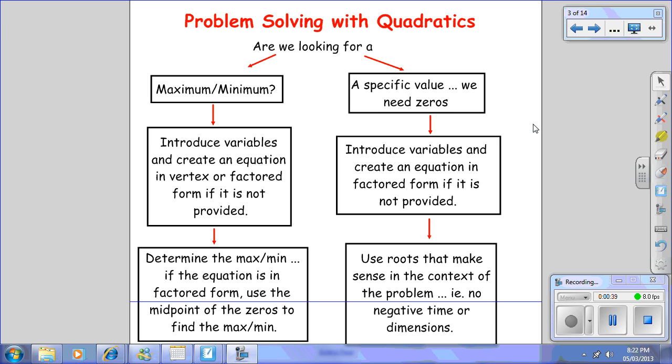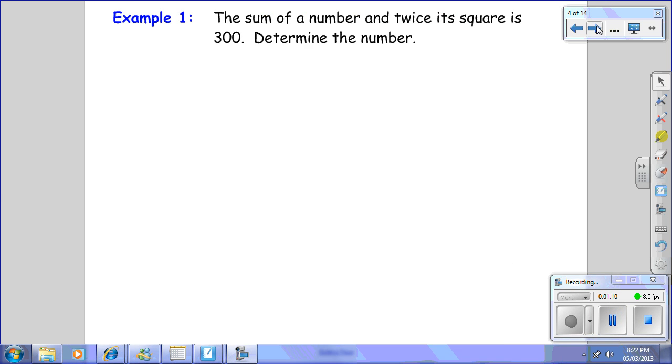And then if I'm looking for a specific value, I'm going to find the roots of that equation and use the ones that make sense in the context of the problem. For example, I can't have a negative time or negative dimensions. If I'm looking for a maximum or a minimum, if it's vertex form, it's easy. I just pull the y-coordinate of the vertex, and that gives me my maximum. If it's factored form, then I use the midpoint of the zeros, and I can substitute that into the equation to solve for my maximum.